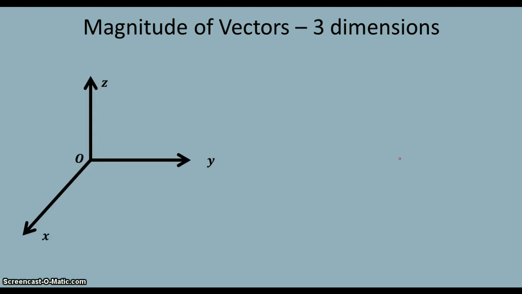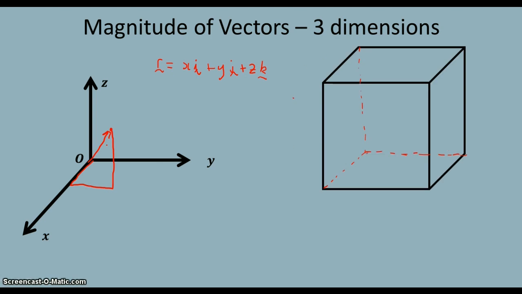Looking at the magnitude of a vector in 3 dimensions, this time we'll imagine we have a vector that has components xi, yj, and zk. So that would be x units along the x-axis, y units along the y-axis, and z units up on the z-axis. To find the magnitude of this vector, I want you to imagine the vector being in a box. Imagine that vector r going from the origin up to this point up here. Our job is to find the magnitude of that vector.